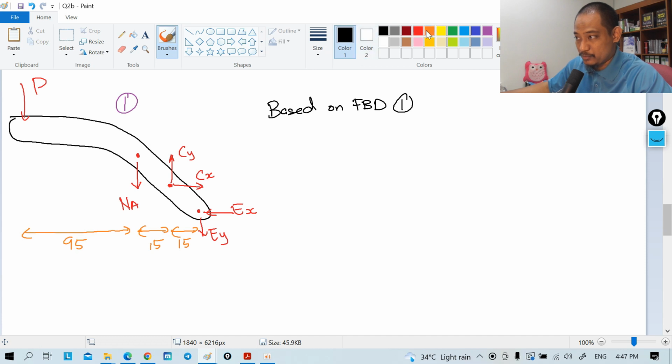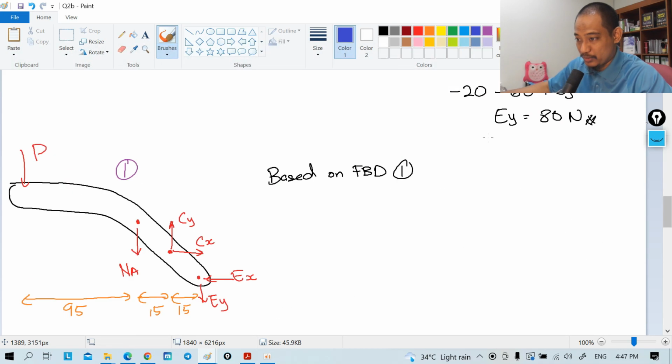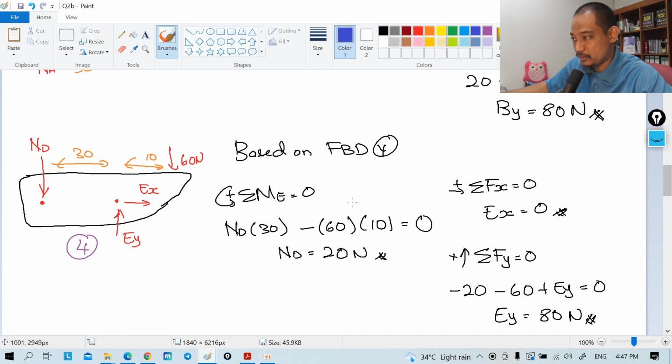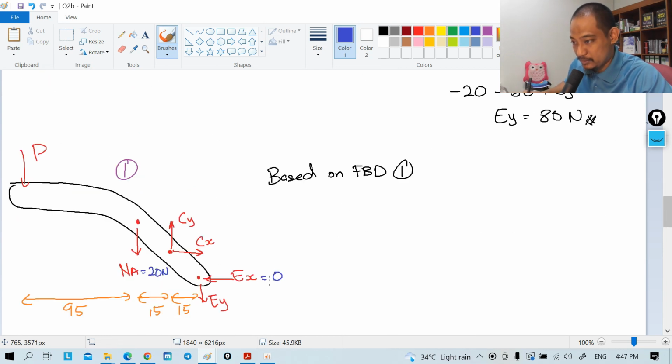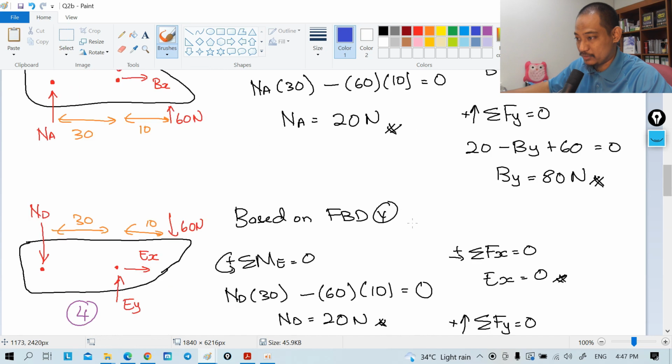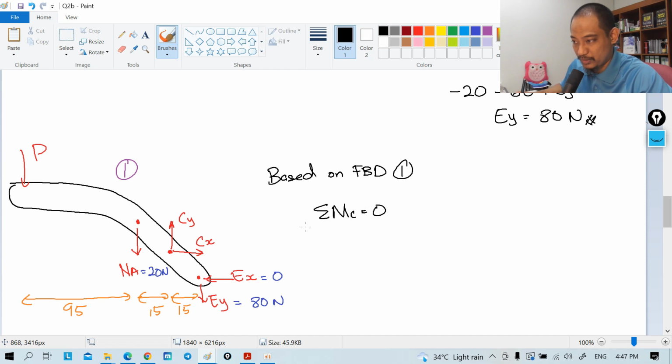Now, okay, for this one, because we have calculated already, let's just take all the numbers that are relevant. NA here is 20 Newton. Ex is 0, Ey is 80. Cx, Cy we do not know, right? We haven't solved, but we do not need to, because we just want to have P. So we can take summation of moment about point C equal to 0, because we don't care about that value, and we don't have the rest.